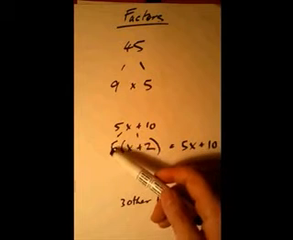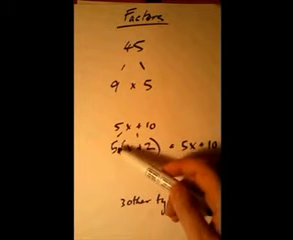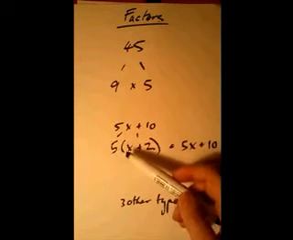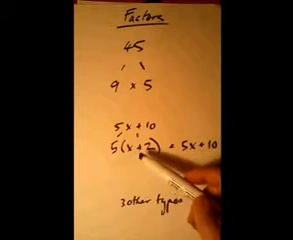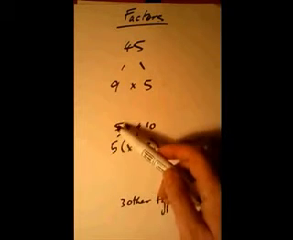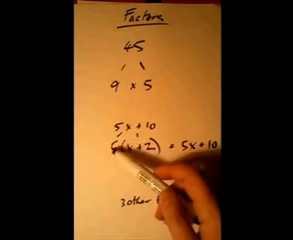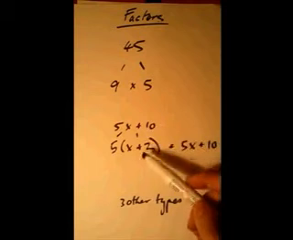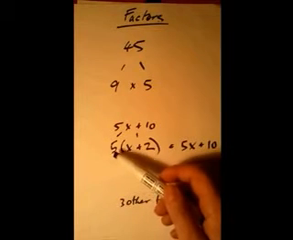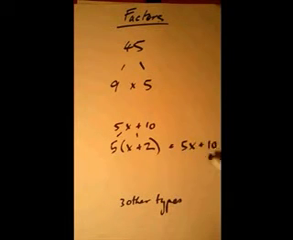So 5 is the highest common factor, we put it out here, then we draw a set of brackets, and in here how do we calculate this? Well, we just simply divide 5 into 5x, we get x, 5 into 10, we get 2. And as you can see, when we multiply these out, we get the original expression. So that's how you do a highest common factor.